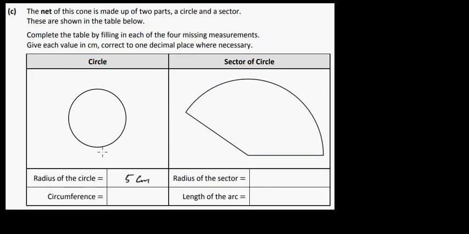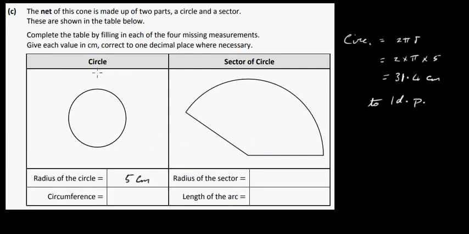The circumference of this circle here is just going to be given by the formula for the circumference of a circle. So the circumference of a circle is just 2 pi r, 2 times pi times r, which in this particular case is 2 times pi, which you can get on your calculator, and r is 5. So it's 10 times pi, which is 31.4 centimeters to 1 decimal place.